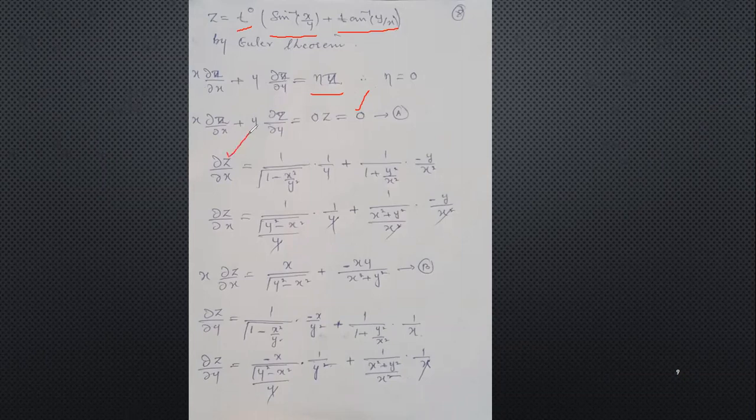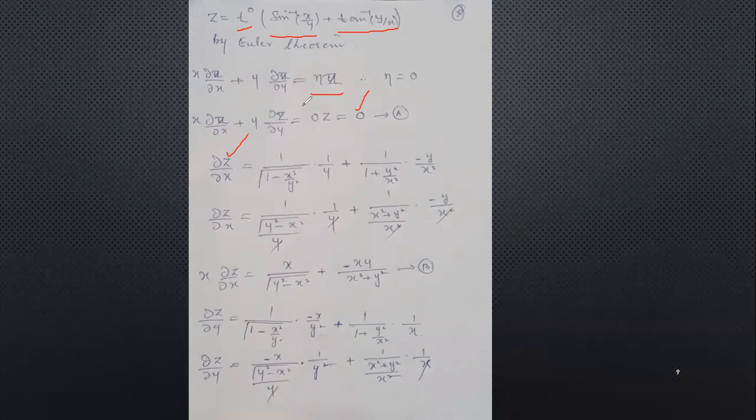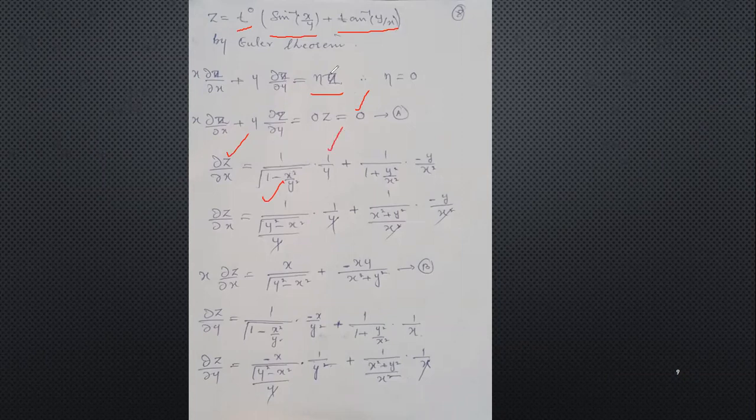So first we take the derivative of z with respect to x, then we take the derivative of z with respect to y. So the derivative of z with respect to x: sine inverse x upon y. First we take the derivative of sine inverse, 1 upon under root of 1 minus x square upon y square. Then we take the derivative of its angle, so 1 upon y. Similarly, the derivative of tan inverse: first we take the derivative of the inverse, then we take the derivative of its angle, minus y upon x square.